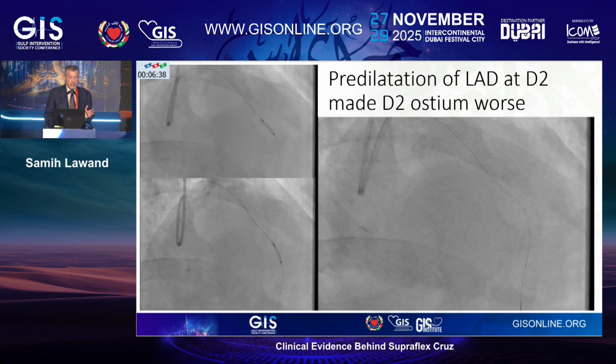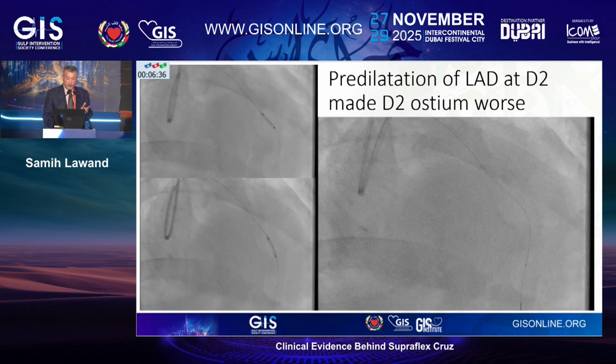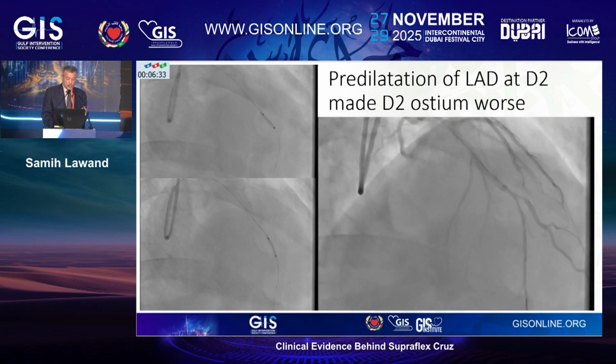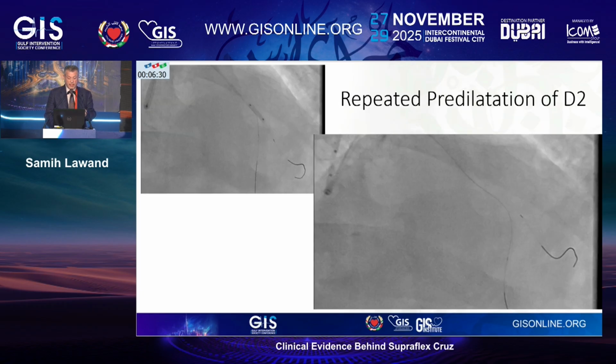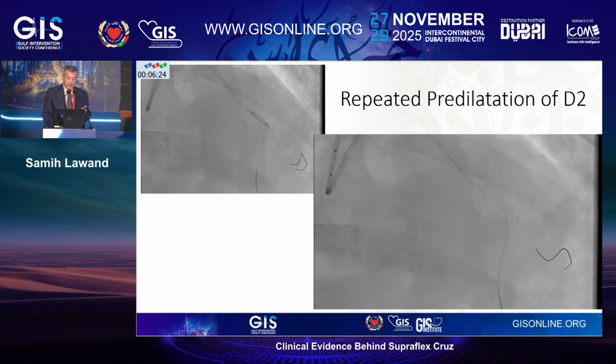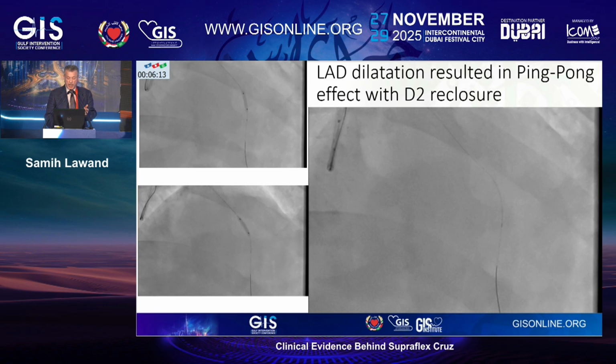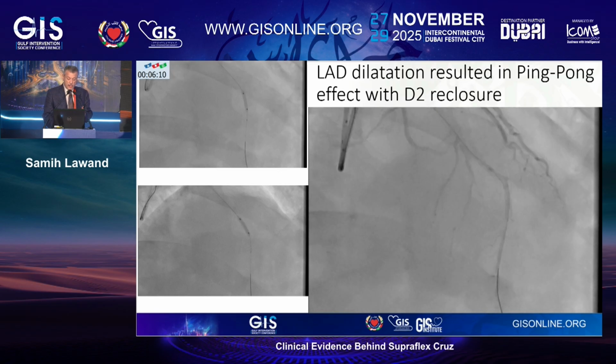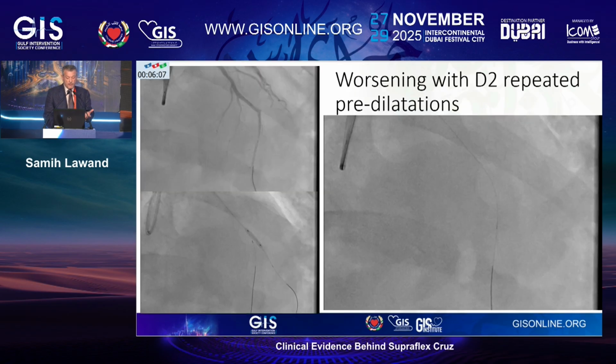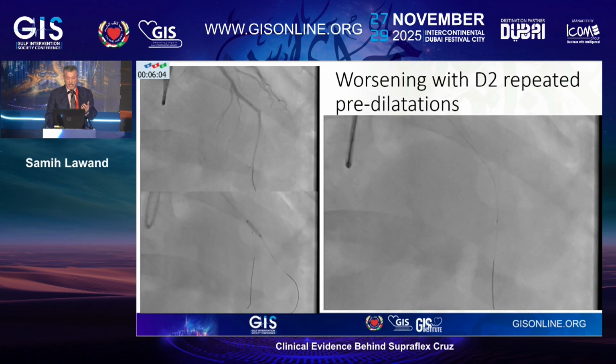The moment I touched the LAD with a pre-dilatation, it resulted in worsening of the ostium of the diagonal branch, which is more important than the LAD itself. Here I decided to start pre-dilating both vessels, starting with the diagonal and then the LAD, only to have a ping-pong effect of D2 reclosure each time I dilated one against the other, with relatively slow flow worsening with repeated pre-dilatations. Again we fell into this trouble where flow was diminished rather than improving.